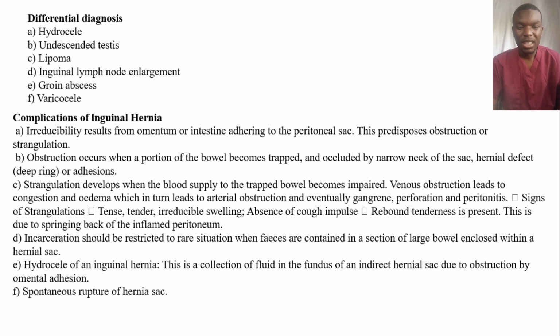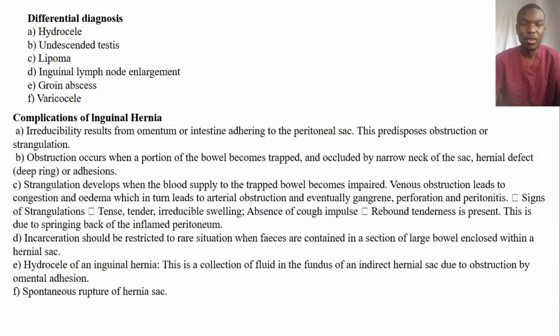After doing these investigations, the consultant will ask you about the differentials. If this is not a hernia, what can it be? It can be a hydrocele, lymphoma, a groin abscess, or a growing tumor, or it can be a varicocele.